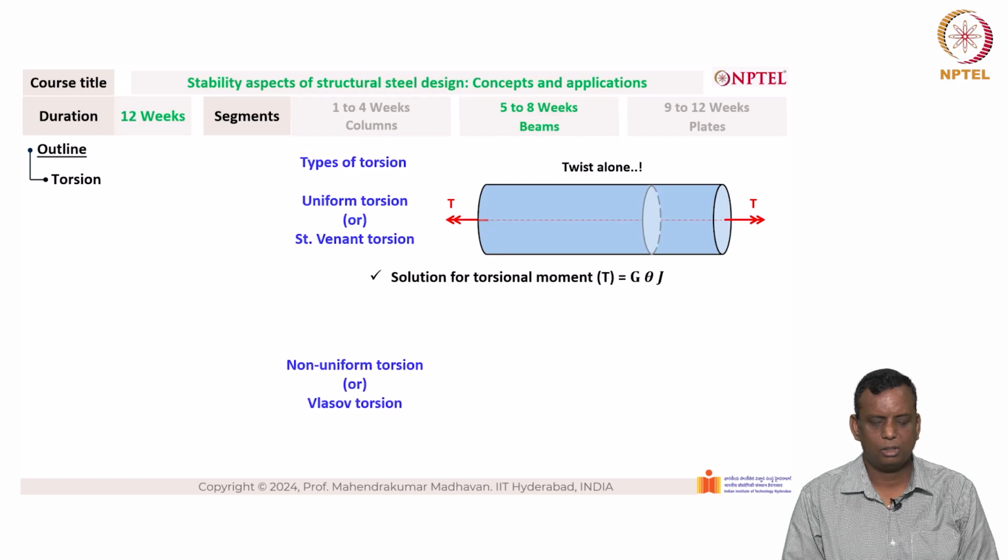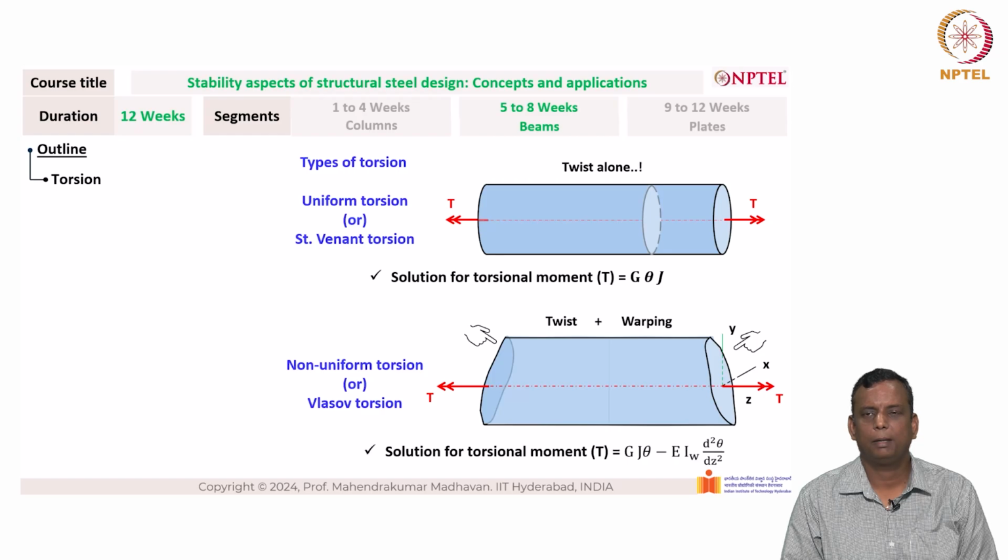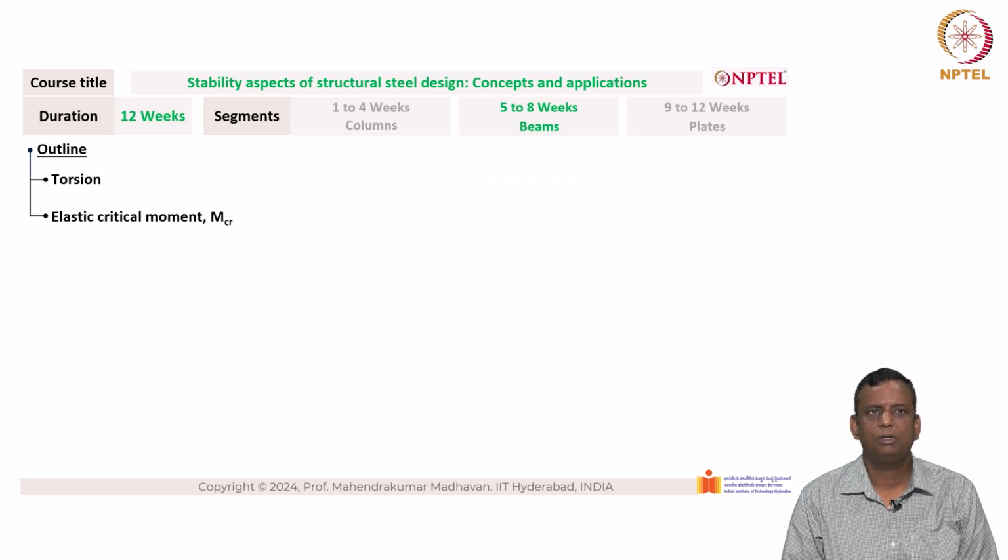And then the next one is called the non-uniform torsion or the Vlasov torsion, where in addition to twisting, the member will also undergo what is known as warping. Warping is nothing but axial deformation that takes place, so the plane sections do not remain plane. So the solution for the torsional moment is given as T equal to GJ theta minus EIw into d square theta by dz square. Following torsion, we will also talk about elastic critical moment MCR.